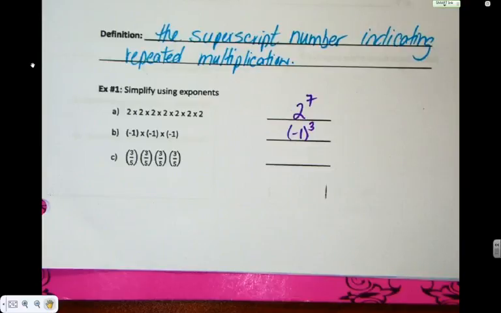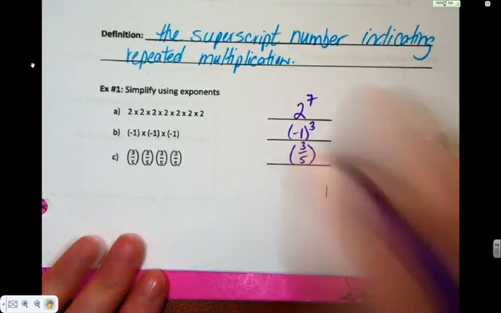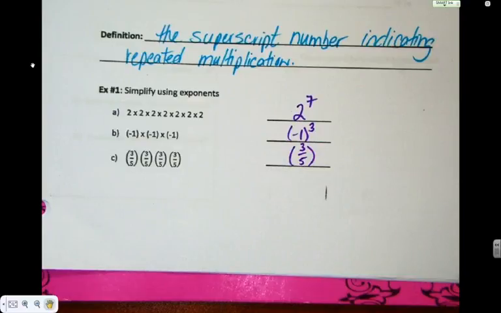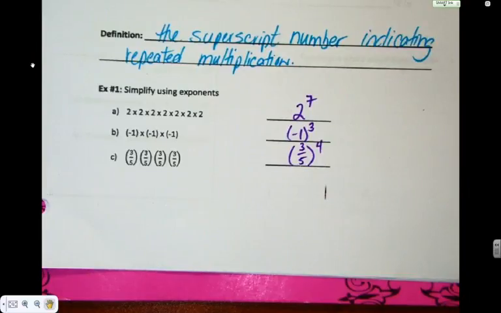Scary fractions: 3/5 times 3/5 times 3/5 times 3/5. Are we going to keep the brackets? Yes, because it's in the question. We're going to keep the 3/5 because that's the base. How many of them are there? 4. That's the first thing you need to be able to do, is take an expression and write it with exponents.